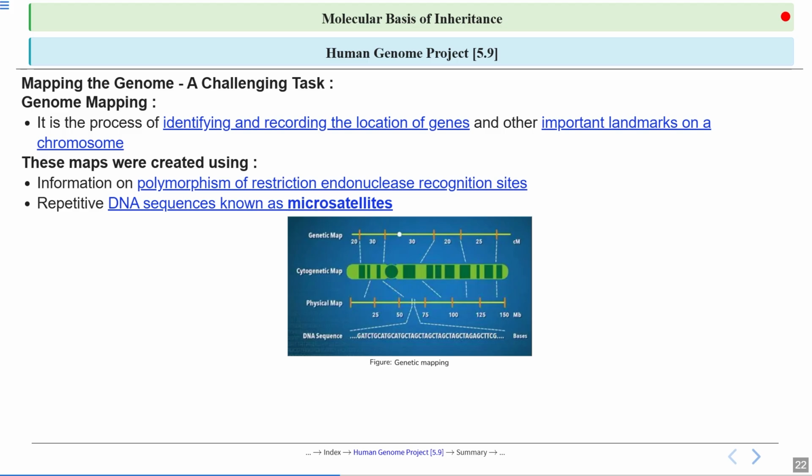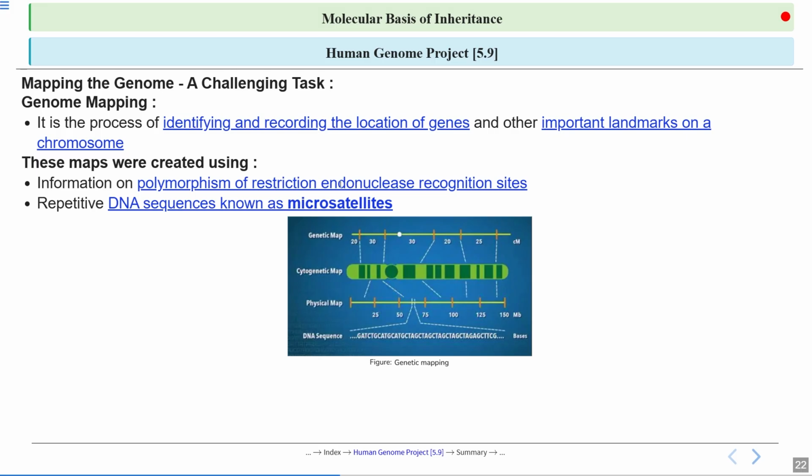So the chromosome have repeated DNA sequence, what they call microsatellites. So this became important in doing what? In creating these maps, this genome mapping. So these maps were created using the repetitive sequence which we call microsatellite. And second, this information on polymorphism of restriction endonuclease recognition site.